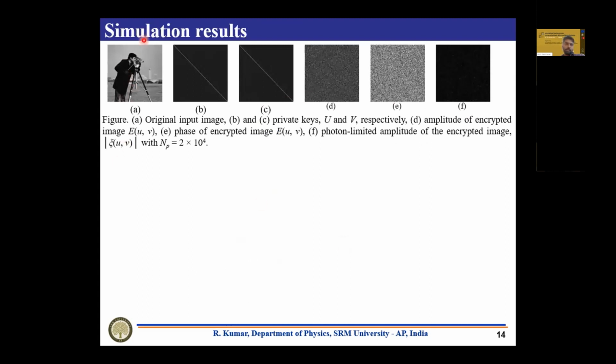So here this original image is being used, and these are the two keys generated after the polar decomposition, and these are the phase and amplitude of the encrypted image, and this is the photon limited amplitude which is used for processing.